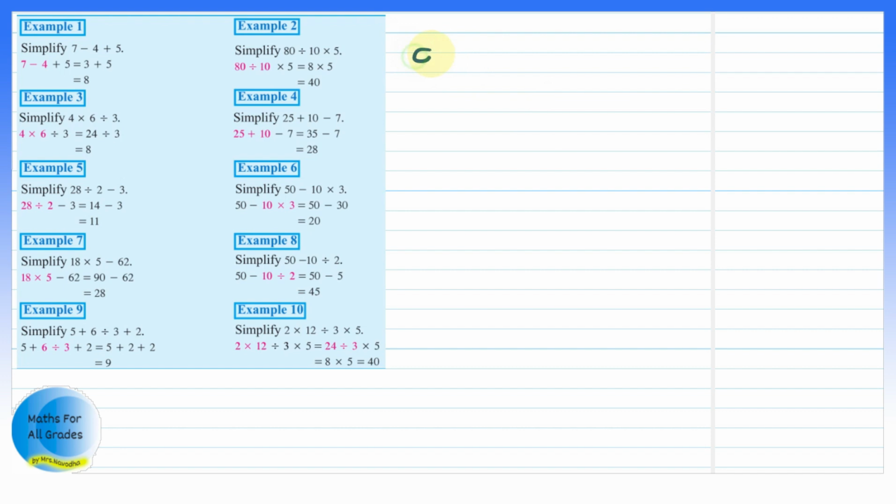Question number 9. 5 plus 6 divide 3 plus 2. Now this question may look a bit difficult for you because you've got 1, 2, 3, 4 whole numbers and 1, 2, 3 mathematical operations. But actually it's not.